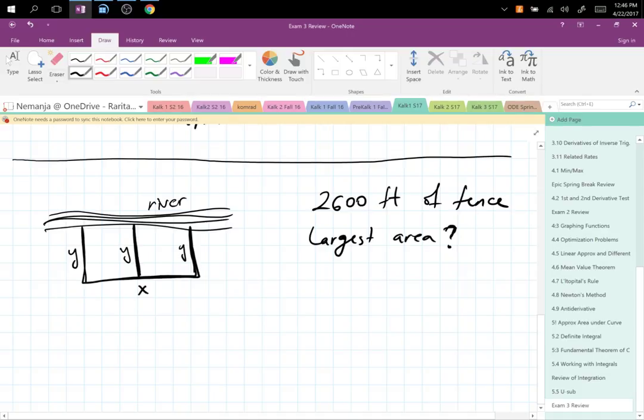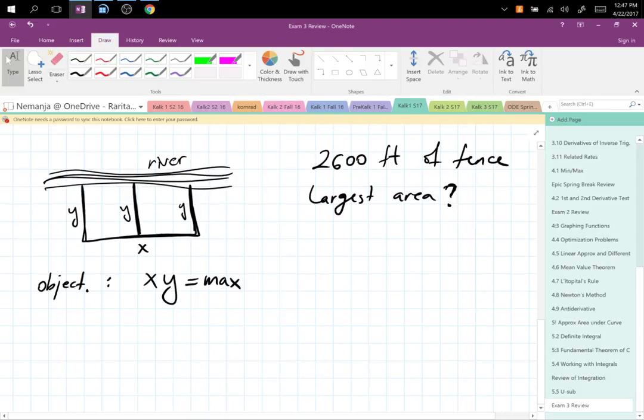We are going to create 2 equations, a constraint equation and the objective equation. The objective equation is going to be the one that the problem is asking for, and that is largest area, so x times y, which is a max. This is what we are looking for. Now, the constraint. What is the constraint that we have for this particular thing? Well, the constraint is that x plus 3y must be using all 2,600 feet of fence.